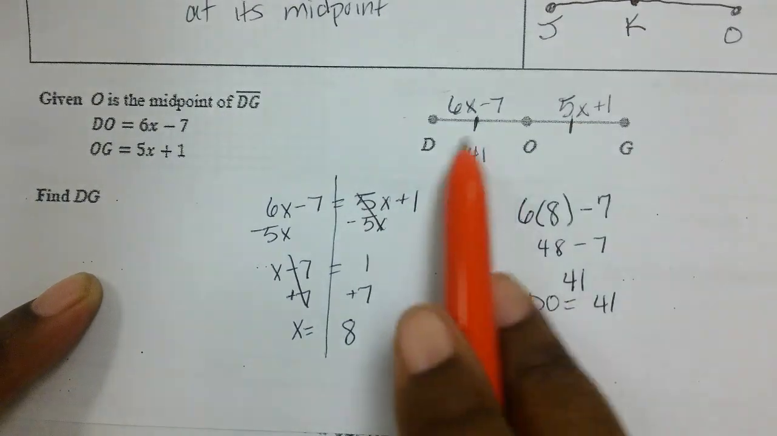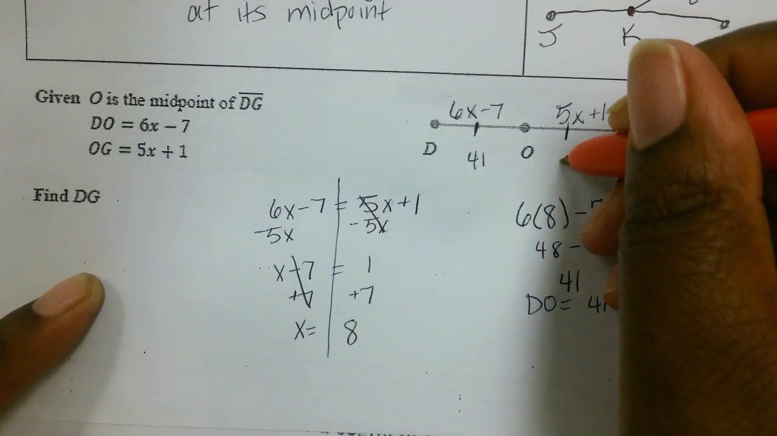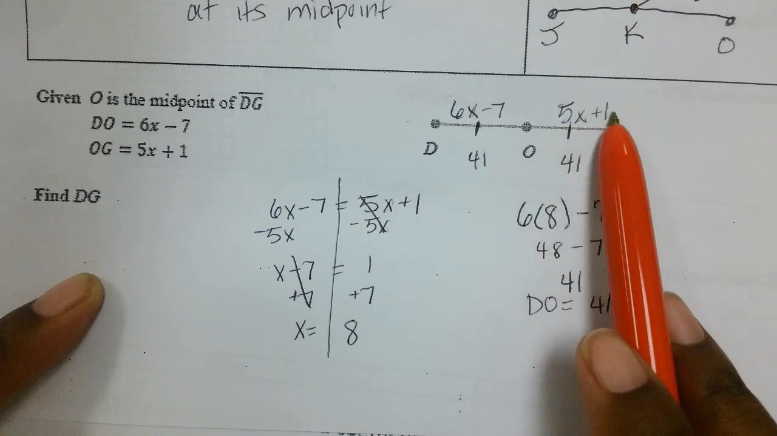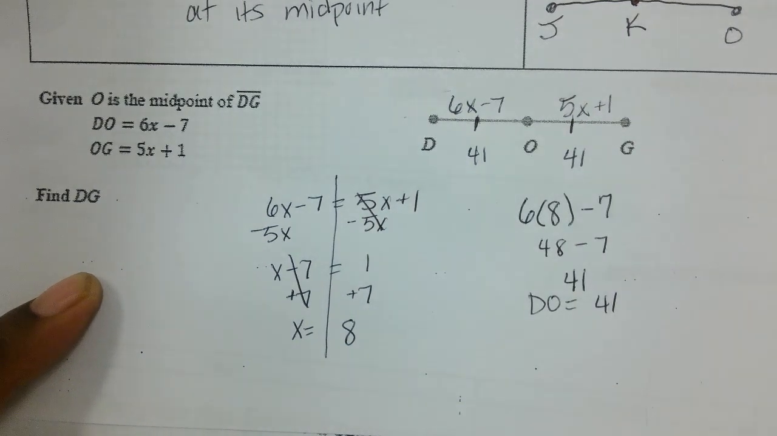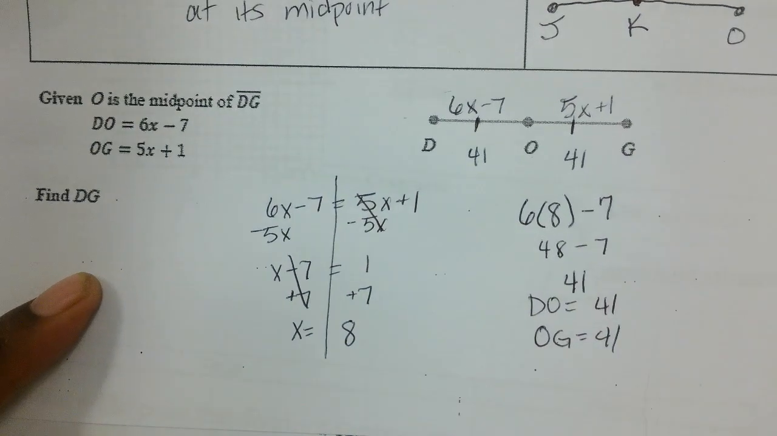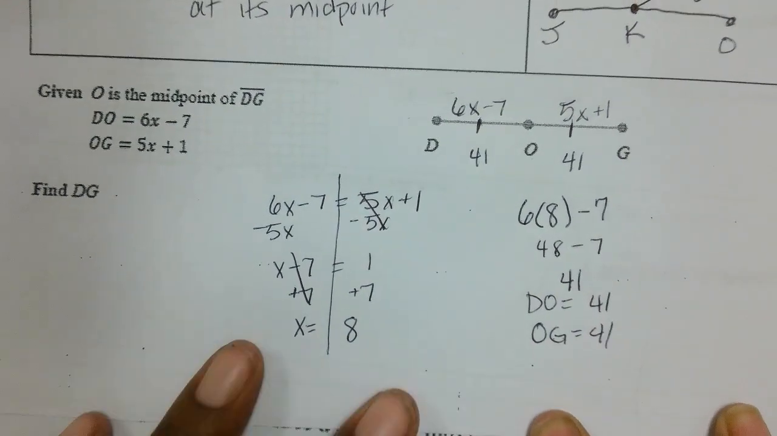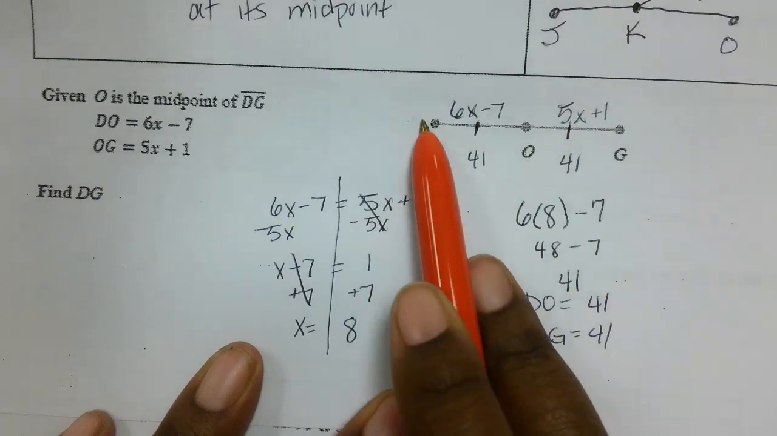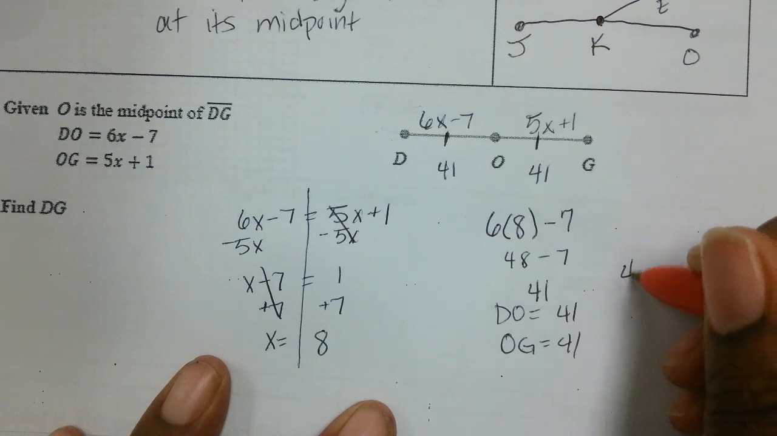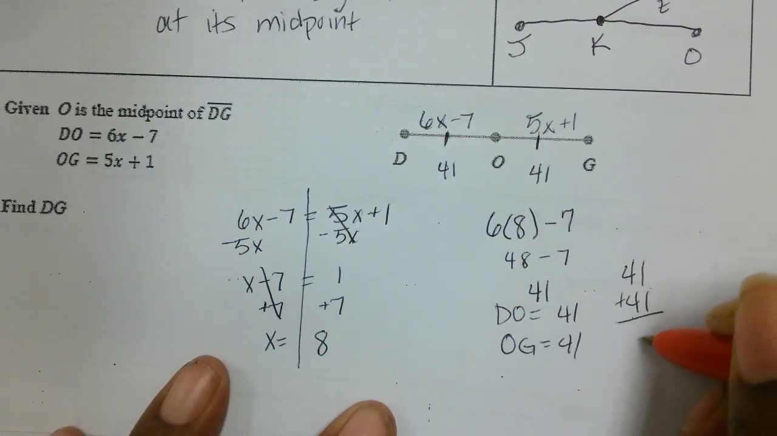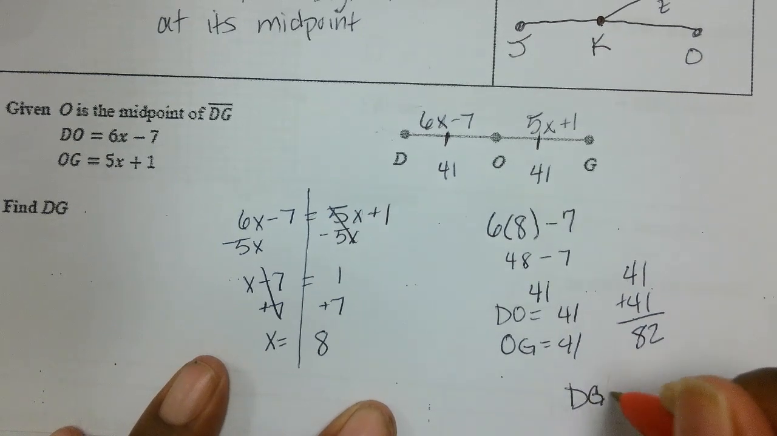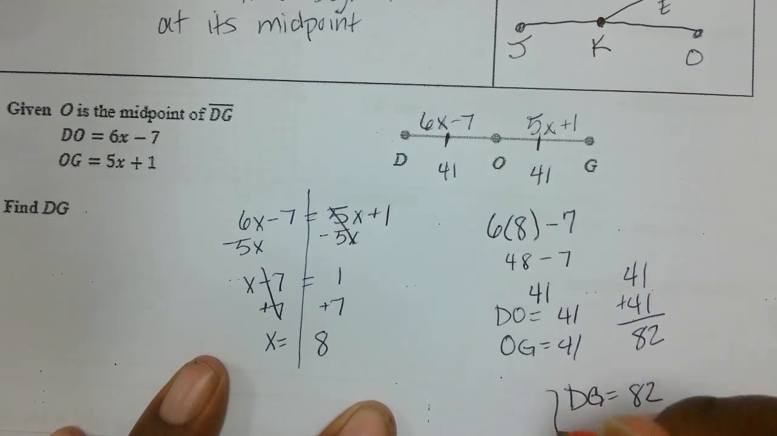Well, if DO is 41, since they're congruent, I should know that OG is 41 as well. If I plug 8 in there, 4 times 8 is 40, plus 1, 41, it works out. So OG is 41. Again, I haven't answered my question because they asked me what DG was. I know this plus this would be DG. So I can say 41 plus 41, 82. So DG is 82.